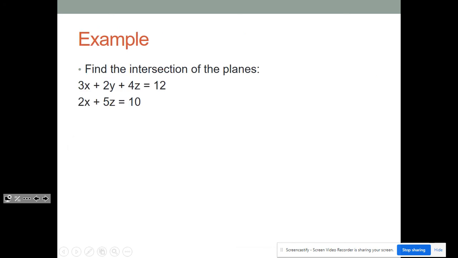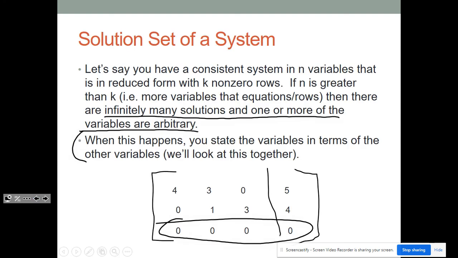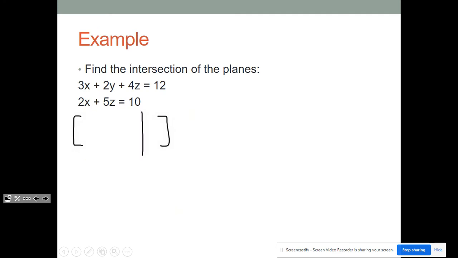So here's our situation. We've got this system, so let me write this out in matrix form. In this case, I only have 2 equations, but I have 3 variables. Most of the time when that happens, we're going to have a row of zeros, or we don't have enough equations for variables. But let's go ahead and write it out. So we have 3, 2, 4, and 12. Notice in my second equation I'm missing the y, so the middle one is 0. Pay close attention to those as you go.